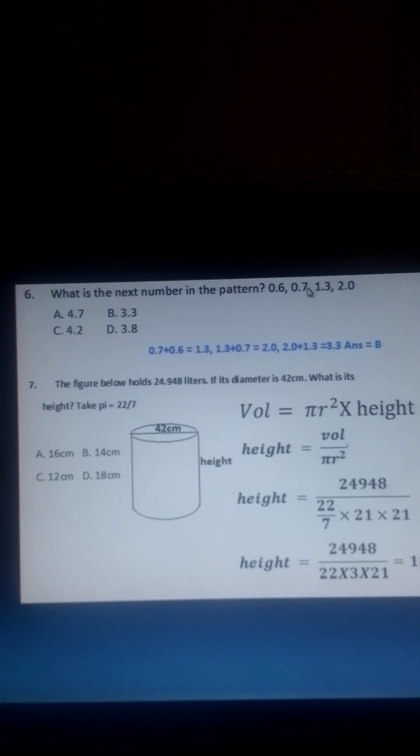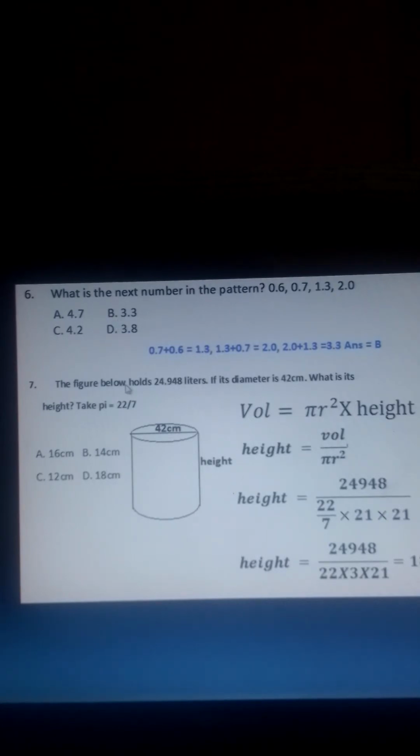So 0.7 minus 0.6 gets 0.1, 1.3 minus 0.7 you get 0.6. So it's like you are adding this number plus the next to get the next one. 0.6 plus 0.7, 1.3. 0.7 plus 1.3, 2.0. Therefore, the next number will be 1.3 plus 2.0, which is 3.3. So the answer is B, 3.3.